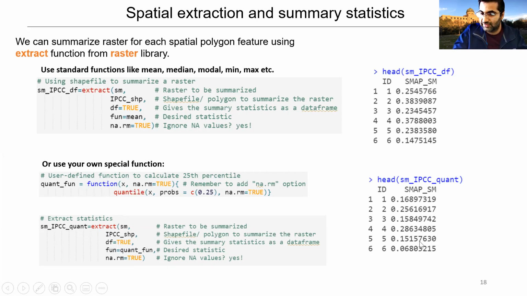You can see that there's a difference in the values, because the value on the top right is the mean value for each polygon, and the bottom right is the 25th percentile of each polygon. But the application remains as simple as it would be for a predetermined or standard function like mean, median, min, or max. You can just change one line of code and do your custom analysis on each of these polygons. It is as simple as that.